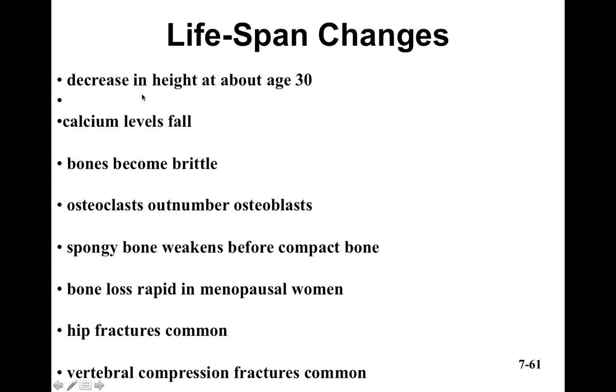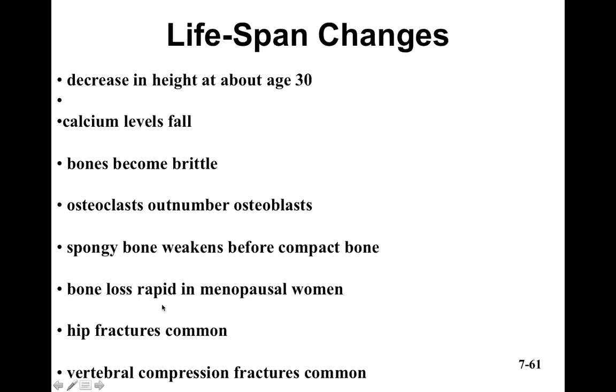Lifespan changes. After about age 30, we start to shrink. Calcium levels fall. Because of that, our bones become brittle. We have more osteoclasts than osteoblasts. More fractures will happen at the spongy bone. And menopausal women become even more subjected to bone loss than others because of the loss of those estrogen and progesterone.